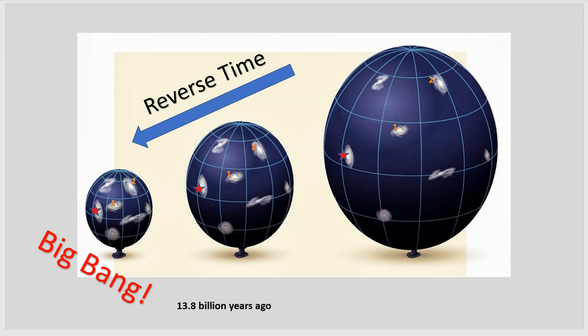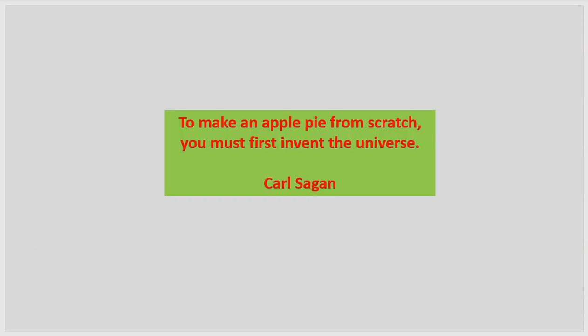So that idea is nicely captured by a quote from Carl Sagan: "To make an apple pie from scratch, you must first invent the universe. To make a living thing, you must first invent the universe."